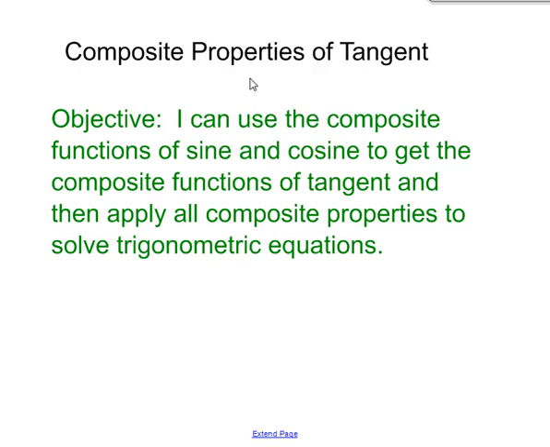Hello, today we are going to look at the composite properties for tangent. Yesterday we spent some time with the composite properties of sine and cosine, and today's objective is that we are going to be able to use those composite functions to get the composite functions for tangent, and then apply all composite properties to solve trig equations.